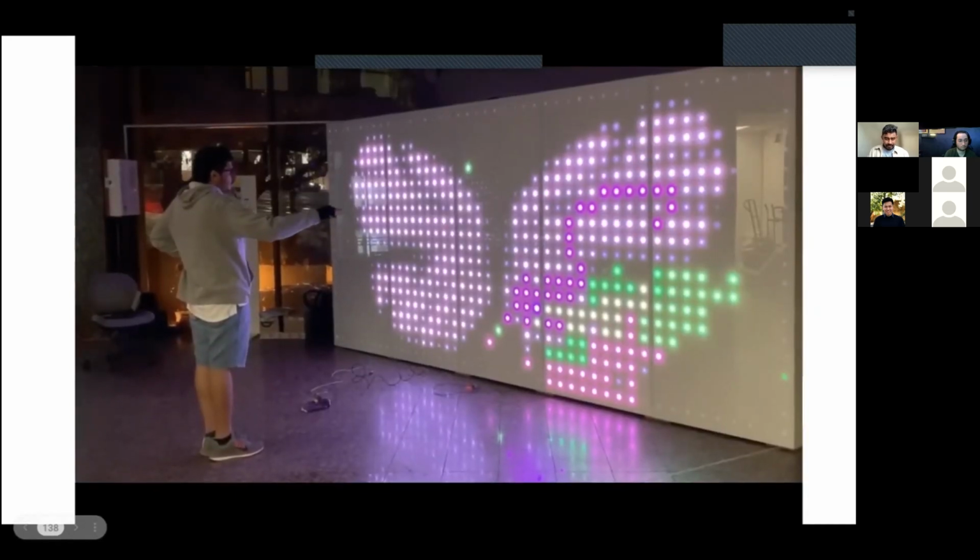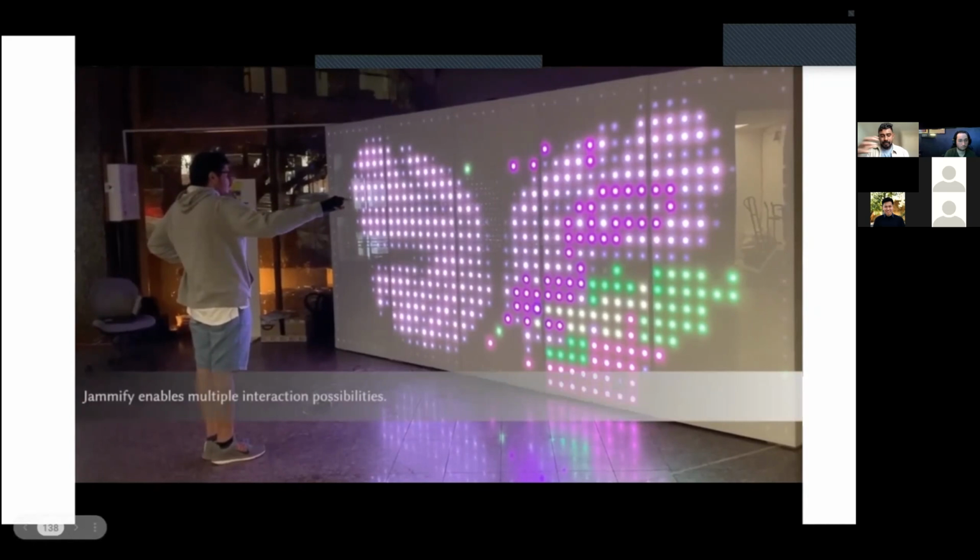We even conducted a study to understand how people can use this interface in art jamming.